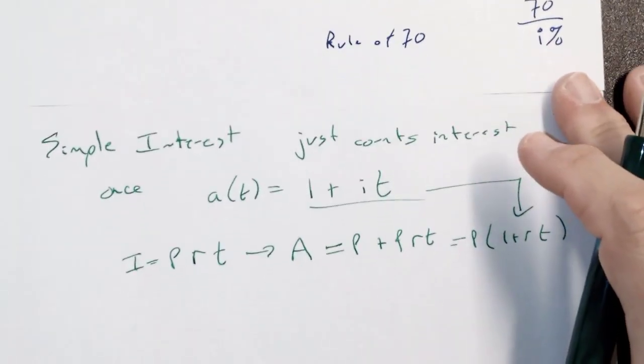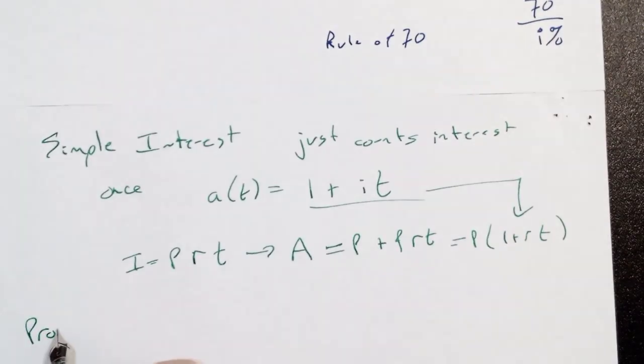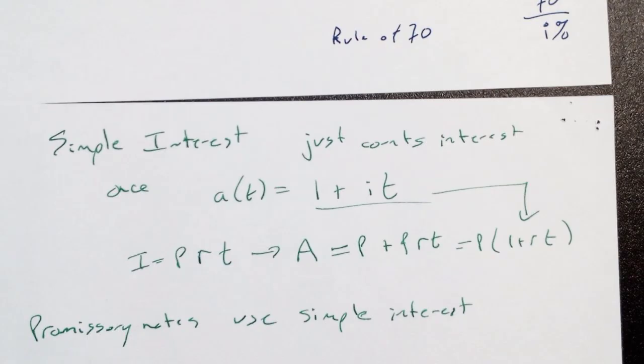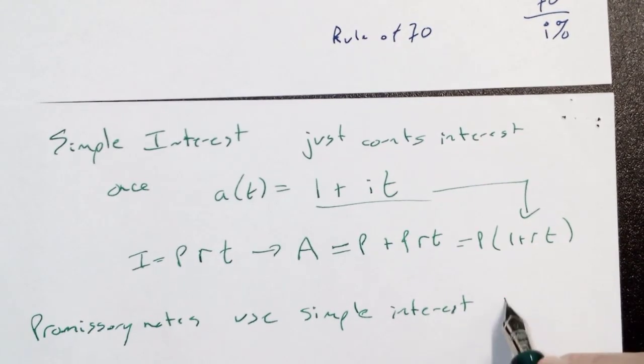A lot of financial instruments like promissory notes tend to use simple interest. A promissory note is basically a glorified version of an IOU. I'll sign the note saying I will pay you back this much on this date at this rate. Interestingly enough, they call their version of interest the yield rate.